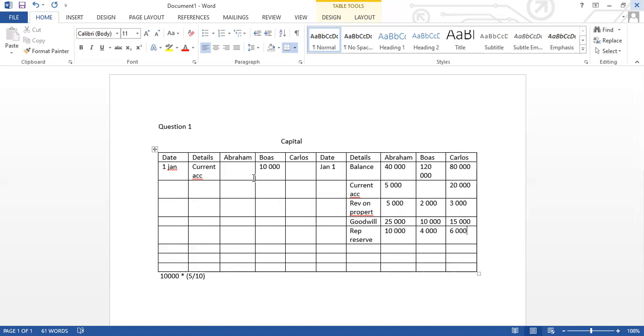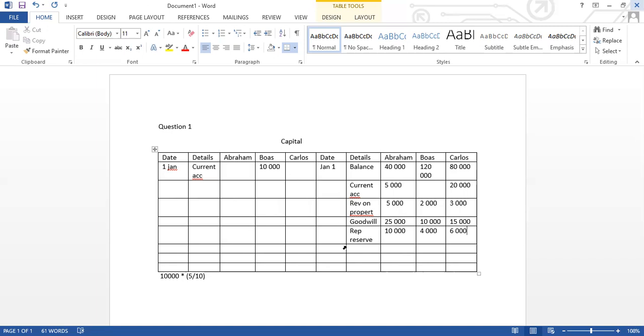For example, 50,000 reserve is to appear in the books of the new partnership. So you go on the debtor side and then you share your reserve among the remaining partners without considering the retiring partner, because he won't be part of the new partnership anymore. Are we together?